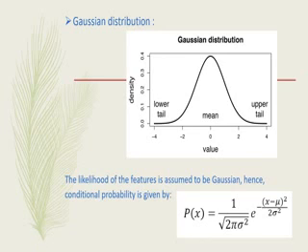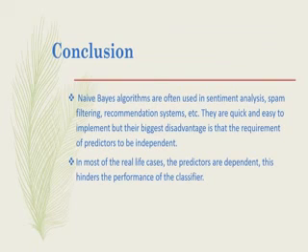Advantages of the Naive Bayes model. First, Naive Bayes is suitable for solving multi-class prediction problems. Second, Naive Bayes is suitable for solving multi-class prediction problems. Third, if its assumption of independence of features holds true, it can perform better than other models and requires much less training data. Fourth advantage is Naive Bayes is better suited for categorical input variables than numerical variables. Next.